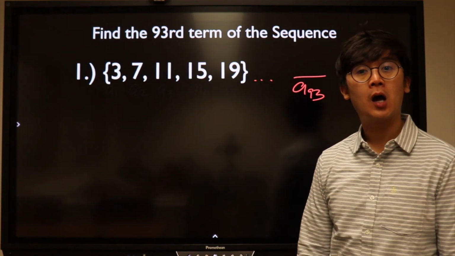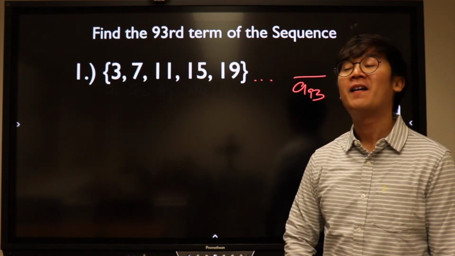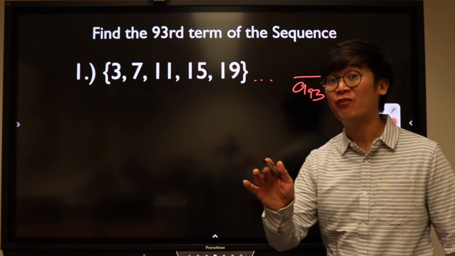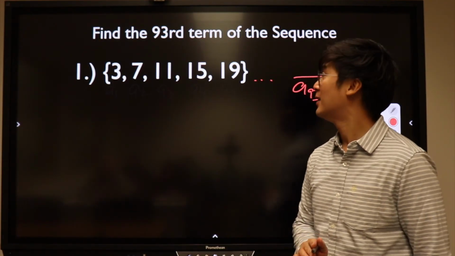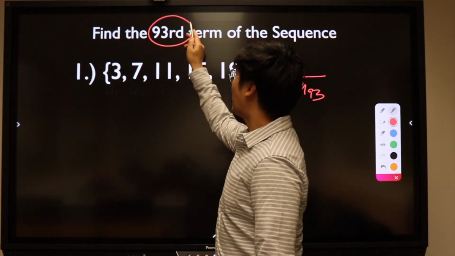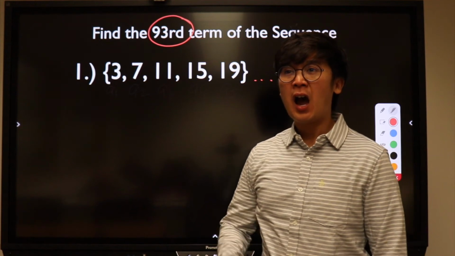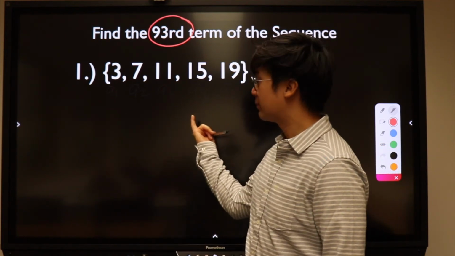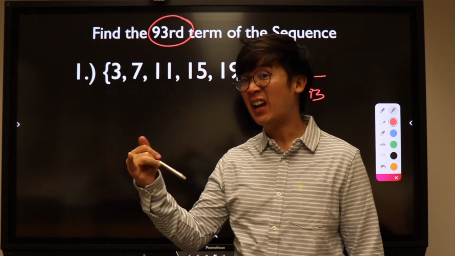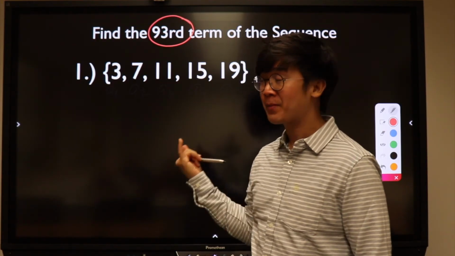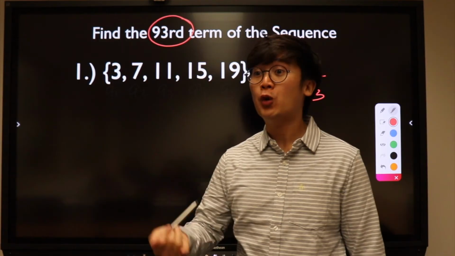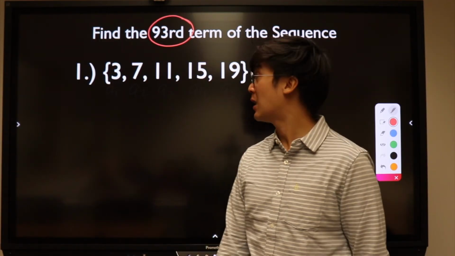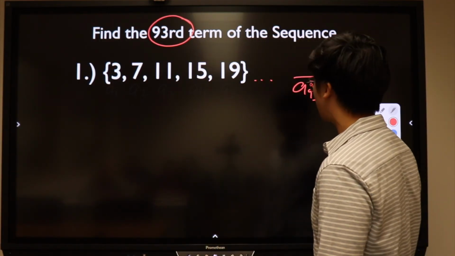You just rearrange the magnitude. Yes, we need a formula, right? Since we're looking for the 93rd term, are we given the common difference in this problem? Not yet, right? It's not explicitly there. But we need the common difference, so we need to find the common difference first. What is the common difference in this problem?